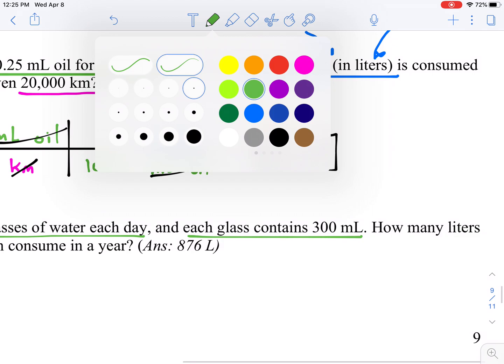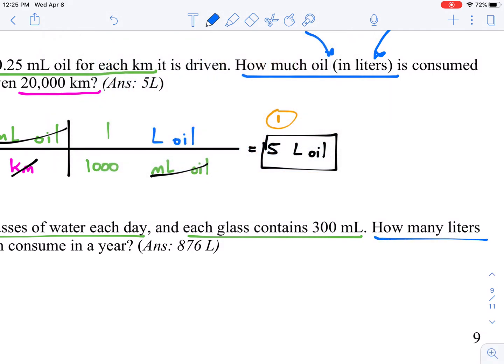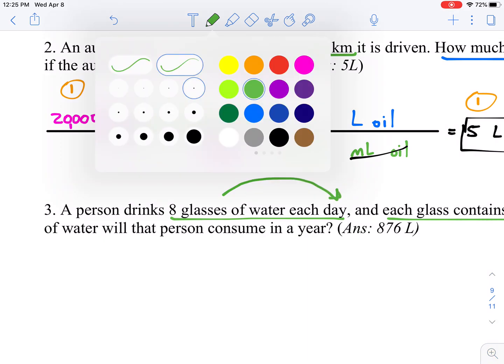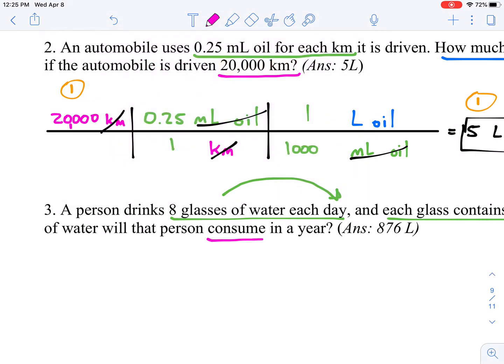It says how many liters, that's what must be what we're after, will that person consume in a year? And it looks like there's no other number, right? So what the heck is going on here? What's our known value? We don't seem to have a known value. But notice that this says 8 glasses per day. And so this is actually really tricky, right? How many will they consume in a year? Well, we know something about a year, don't we?